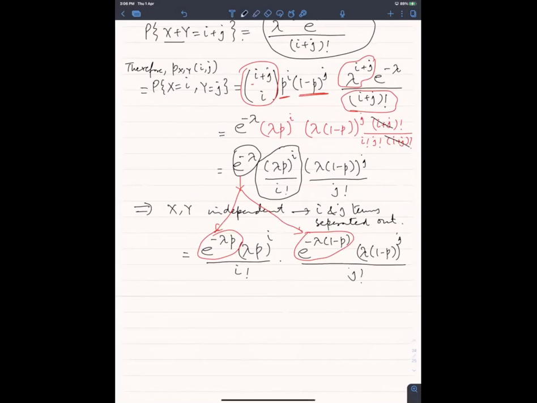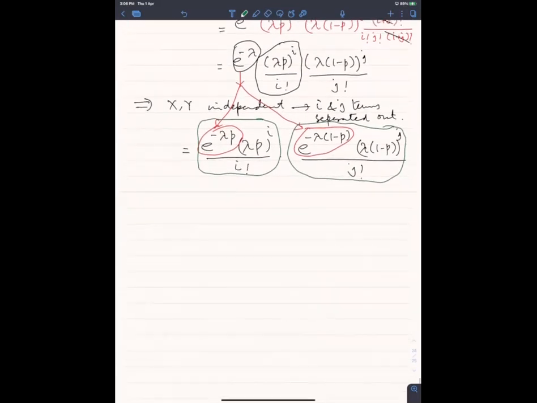So what did this become? It seems this is the distribution of X and this is the distribution of Y, because we immediately recognize these two to be Poisson. Hence X is Poisson with lambda p and Y is Poisson with lambda (1 minus p).